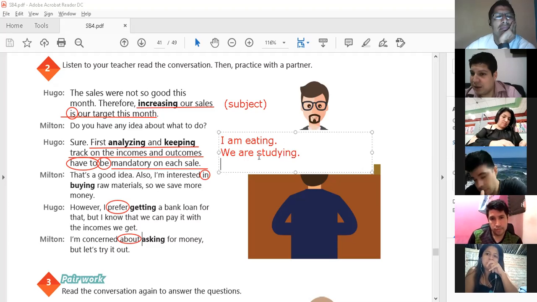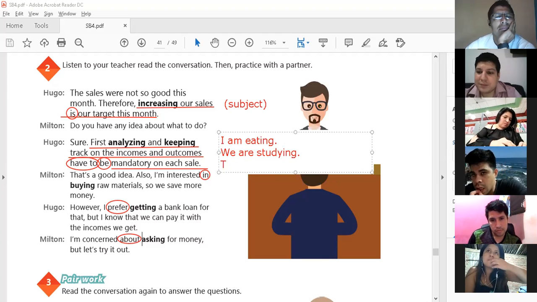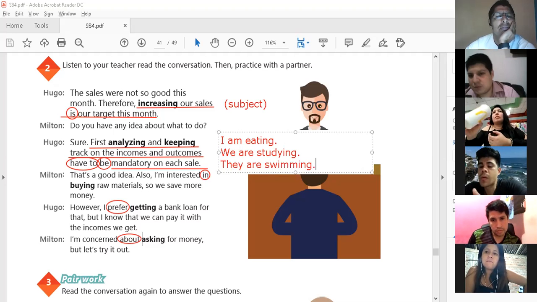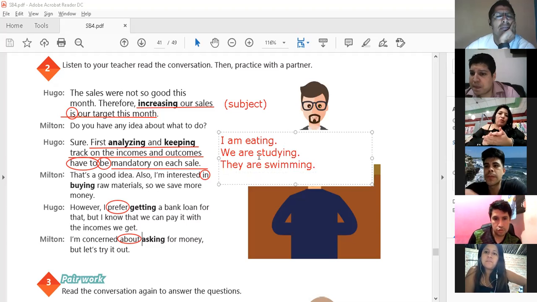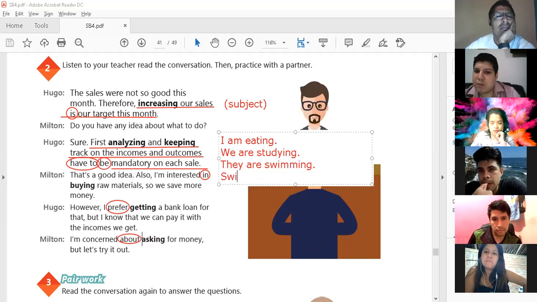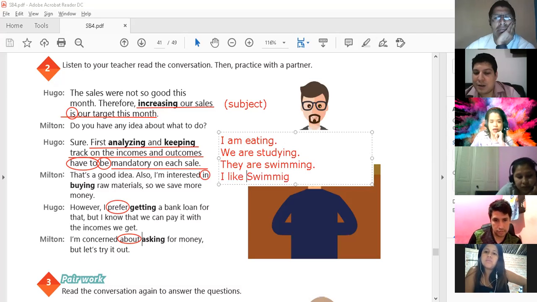Ok, so, déjenme hacerles esta pregunta. How do you say ellos están nadando? They are swimming. Okay. Ellos están nadando. ¿Y cómo se dice nadar? Swim. Esta es la acción, vea. ¿Y cuál es el nombre de la acción? Swimming. ¿Me gusta nadar? I like swimming.